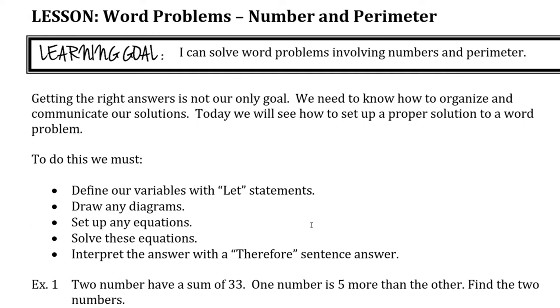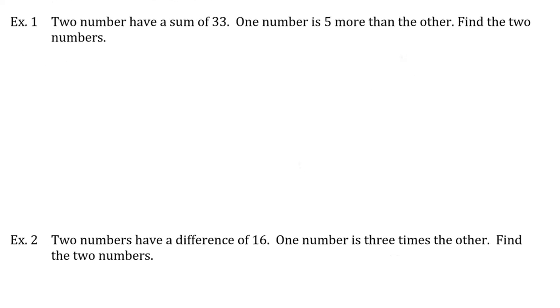So we're going to define our variables with let statements. If there's a diagram to draw, it's a really good idea to draw it and label it fully. Not only is it often required by your teacher, but it's also actually going to be helpful to you. Then we're going to set up equations, and once we're done that's the whole setup part. Then we're just going to solve the equation or equations. For us, it's really only going to be one. And then after we've solved the equation, we're going to interpret our answer, and that's a therefore sentence or statement. Okay? So let's take a look at the first example.